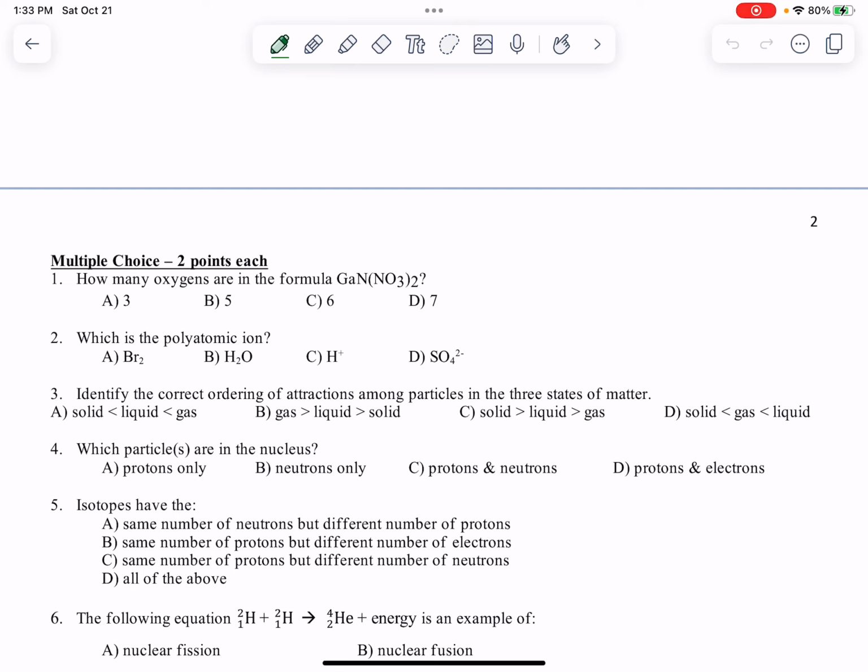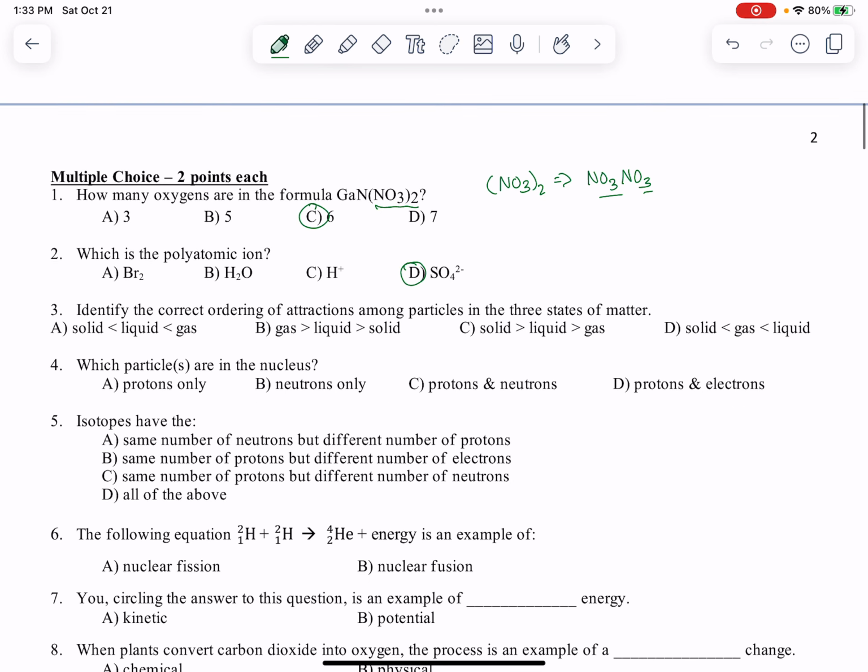How many oxygens are in the formula? That is a simple one. Remember that whenever you see the NO3 in parentheses with the 2 subscript, that means the same thing as NO3, NO3. You see the 6 oxygens there, which is a polyatomic ion. This is just a recall of a polyatomic ion. What does it mean? It means more than one atom, all with a negative or positive charge.